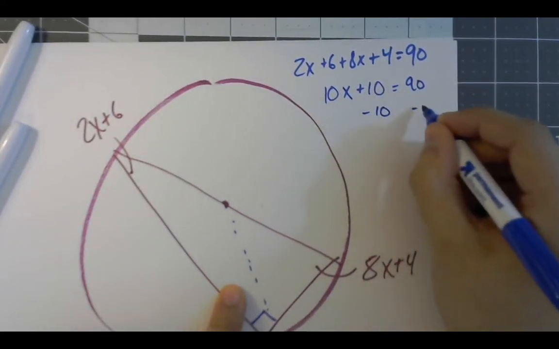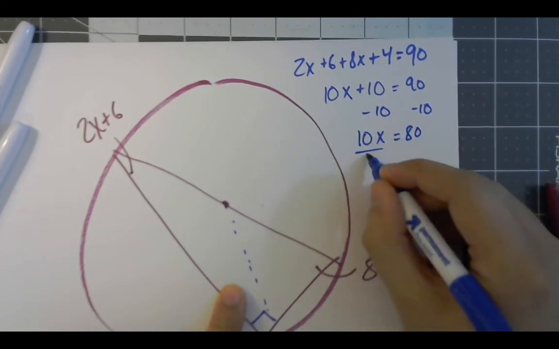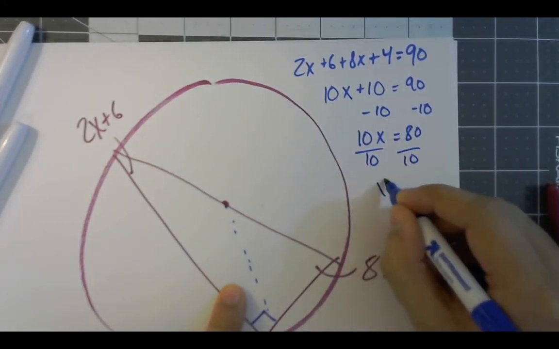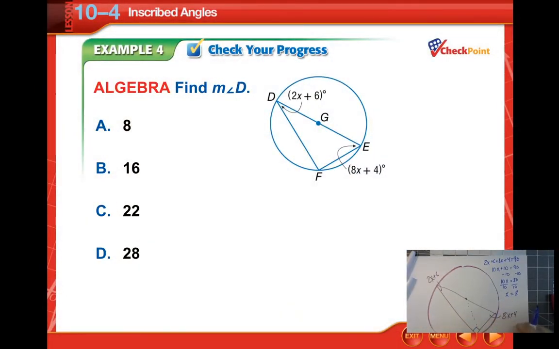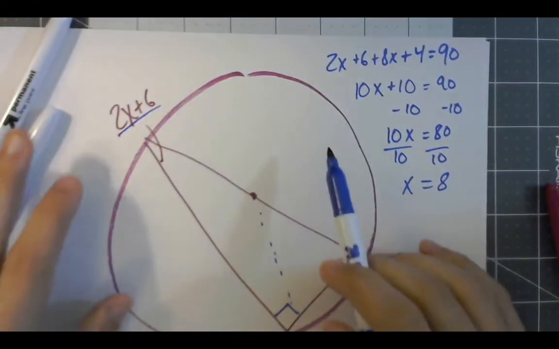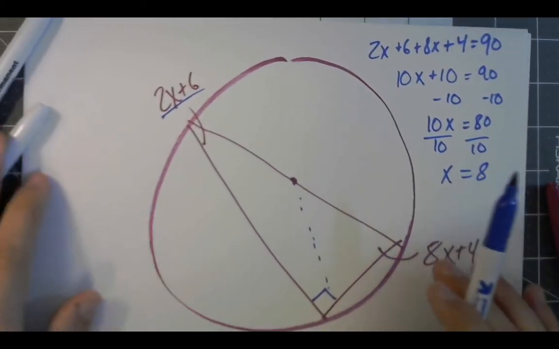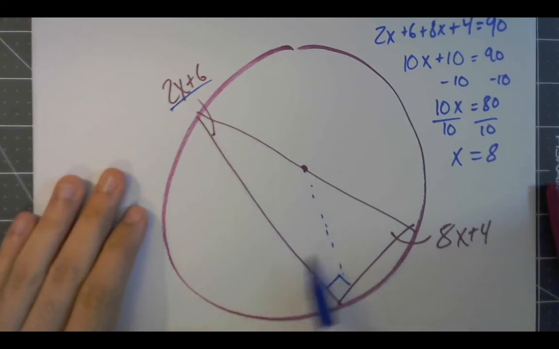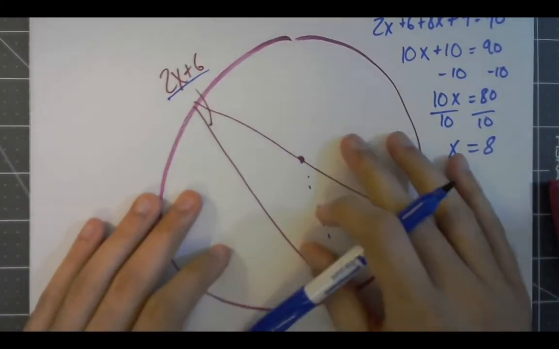So I move the 10, move the 10. 10x is 80, divided by 10, divided by 10. X is 8. In the problem, we want to find angle D, which is this one. They're not the same. They could be sometimes, but in this case, they are not. Trying to figure out when they will be is a good little problem for honors. How would you know when they're always the same?